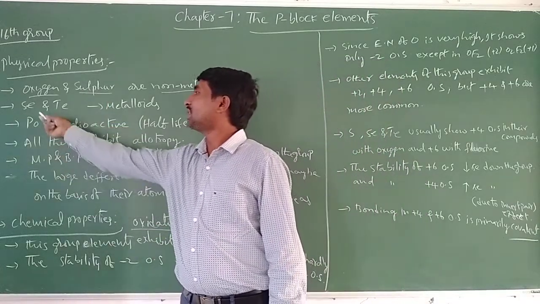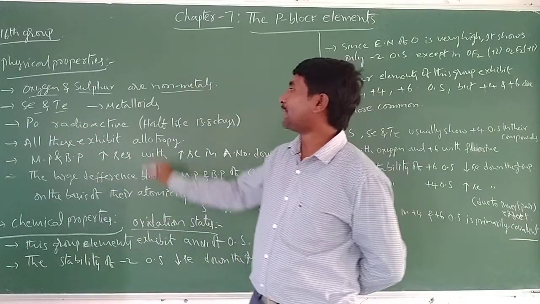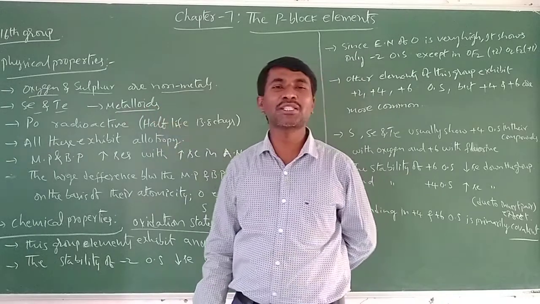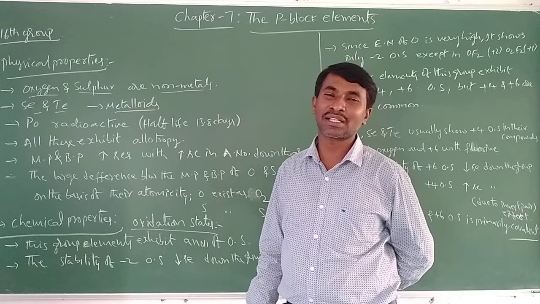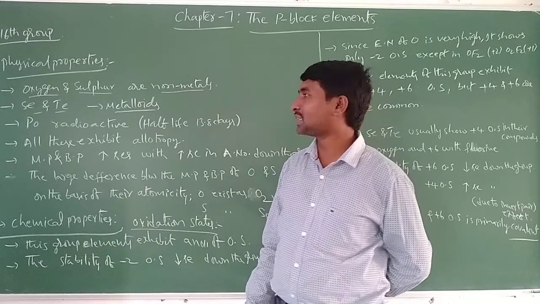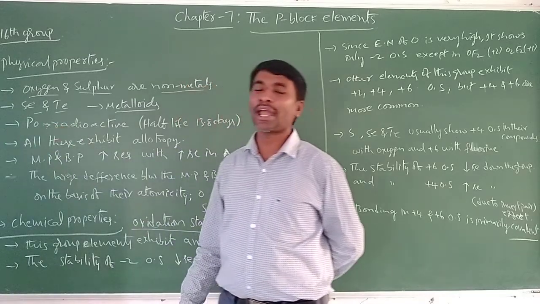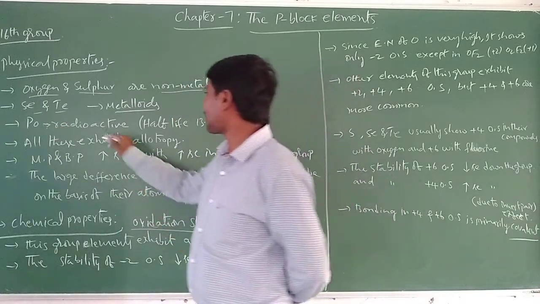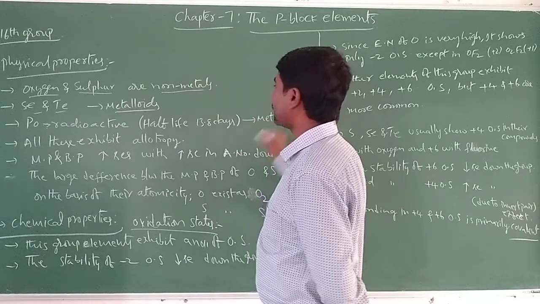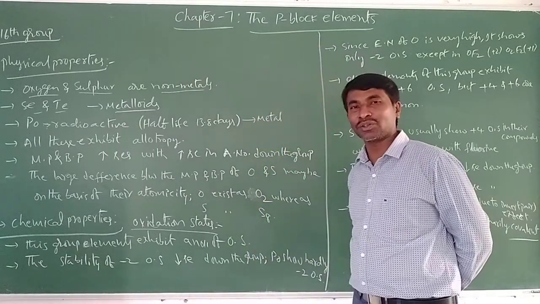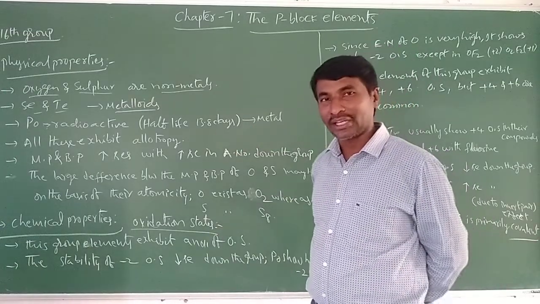Another one is selenium and tellurium. These are metalloids, which means they have properties of both metals and non-metals. And another one is polonium. Polonium is a radioactive metal, typically considered a metal.